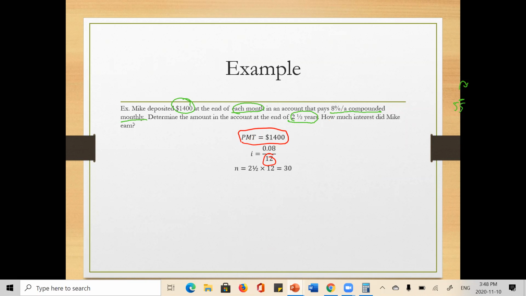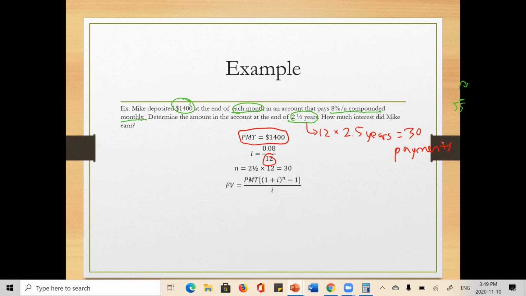And then, of course, we still need to figure out the N. How many payments are you going to make? Remember, this is monthly, but we're doing this for 2.5 years. So we're going to take 12 and multiply by 2.5 years. So 12 times 2.5 gives us 30. So that means we're going to be making 30 payments. That's why the N is equal to 30.